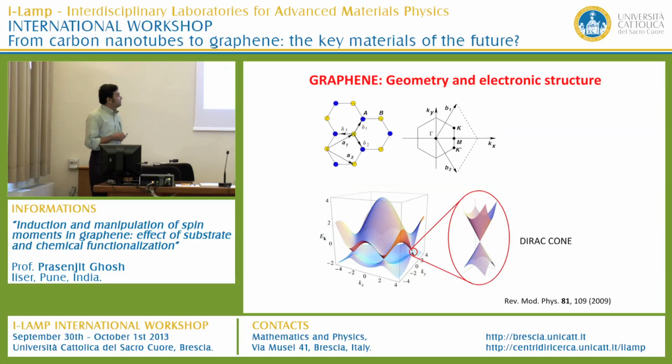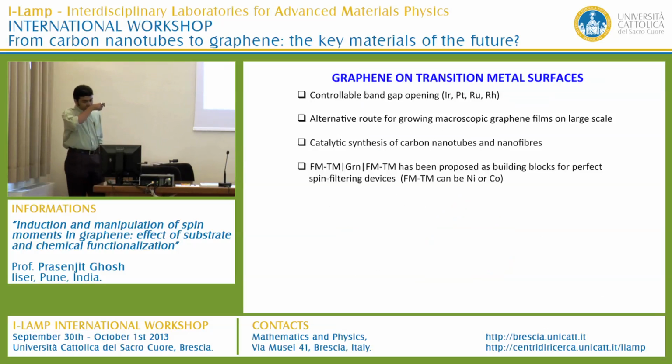For graphene, this audience doesn't need an introduction, but just for the sake of completeness, graphene consists of sp2 hybridized carbon atoms with 2 sublattices, A and B, and all the interesting properties of graphene can be attributed to the presence of this Dirac cone, that is the linear dispersion of the electronic states at the K point of the Brillouin zone. Graphene on transition metals is interesting for different reasons.